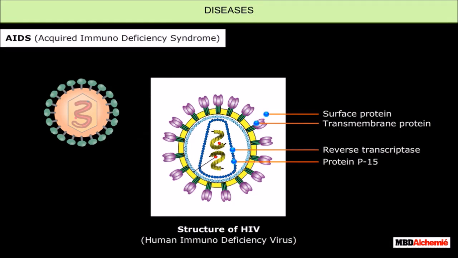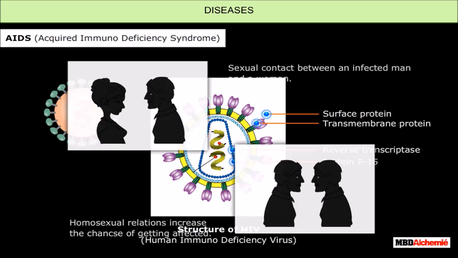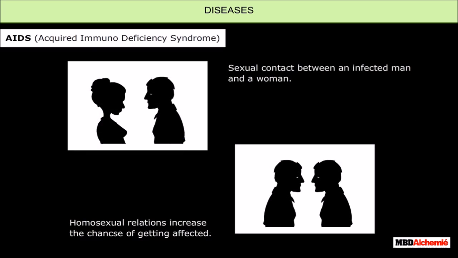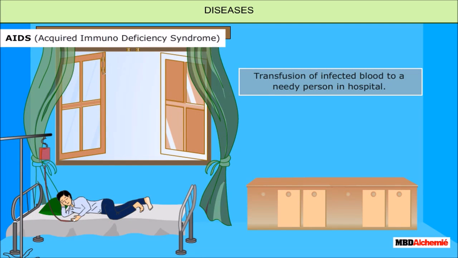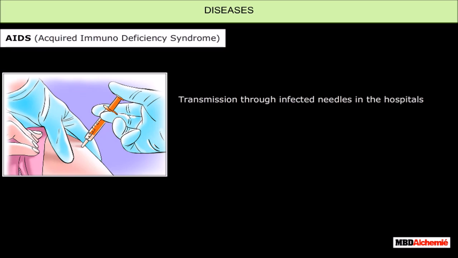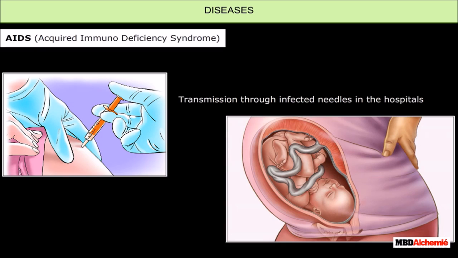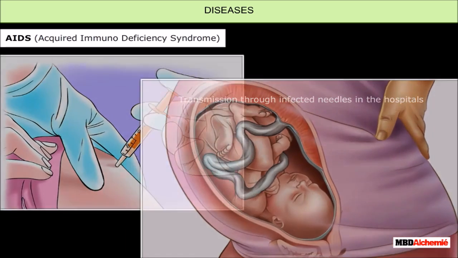AIDS is a viral disease caused by human immunodeficiency virus. Transmission of AIDS occurs due to one of the following reasons: sexual contact between an infected man and a woman, transfusion of infected blood to a needy person in hospital, transmission through infected needles in the hospitals, transmission from an infected pregnant woman to the fetus.